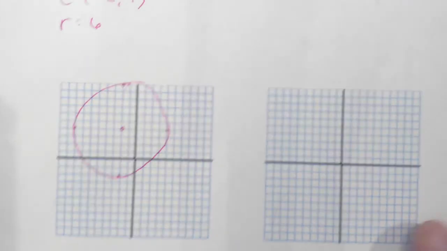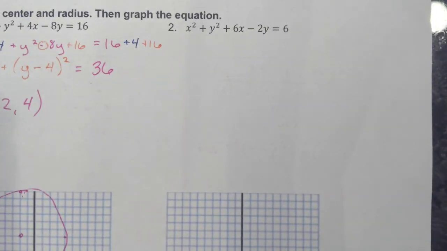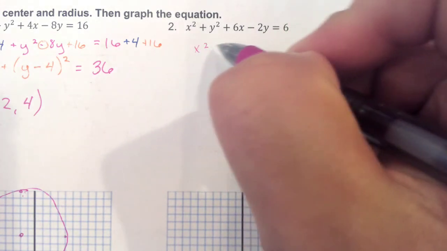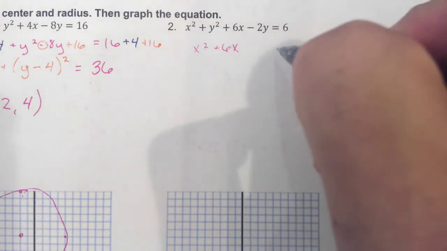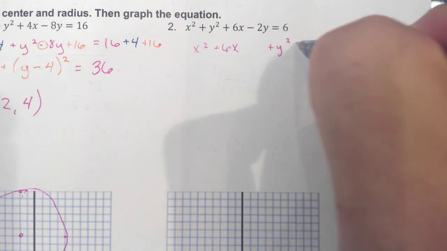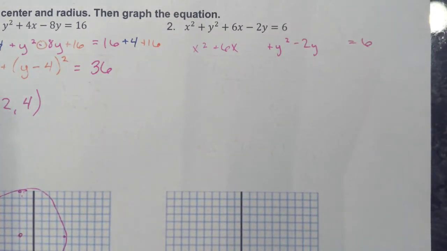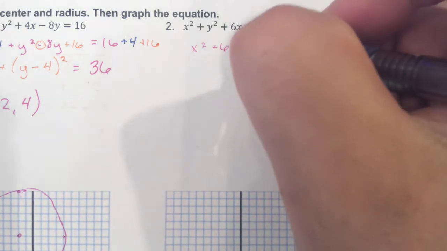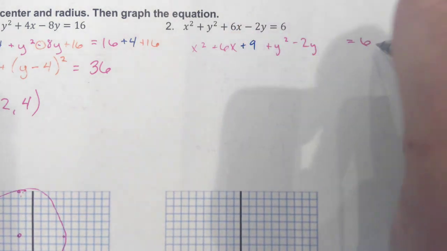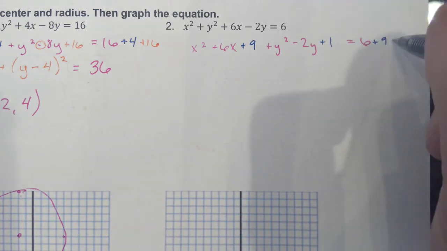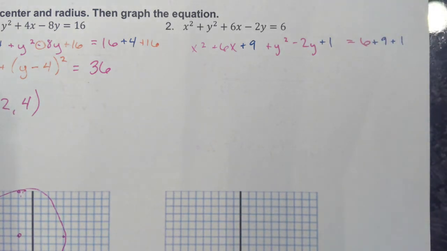And boom, done. We can do this last one together, or you can pause the video and try it yourself if you feel comfortable with it. First thing you're going to do is rewrite it in the correct order. X squared and 6x, leave a gap. Y squared and 2y, leave a gap, equals 6. Okay, what's half of 6 squared? Half of 6 is 3, squared is 9. Half of 2 is 1, 1 squared is 1. Add it to both sides, right?